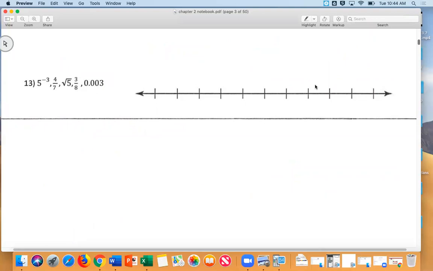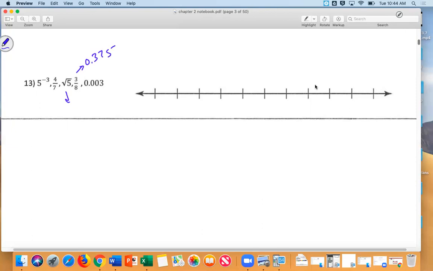Last problem here, okay. Well, now notice I have exponents, I have fractions, I have a square root, I have another fraction in decimal. The decimal is good to go, okay? But those fractions aren't, so I need to know what 3/8 is. Let's go ahead and use our calculator. We're going to do 3 divided by 8, and we're going to get 0.375. Square root of 5, go ahead and type that in.